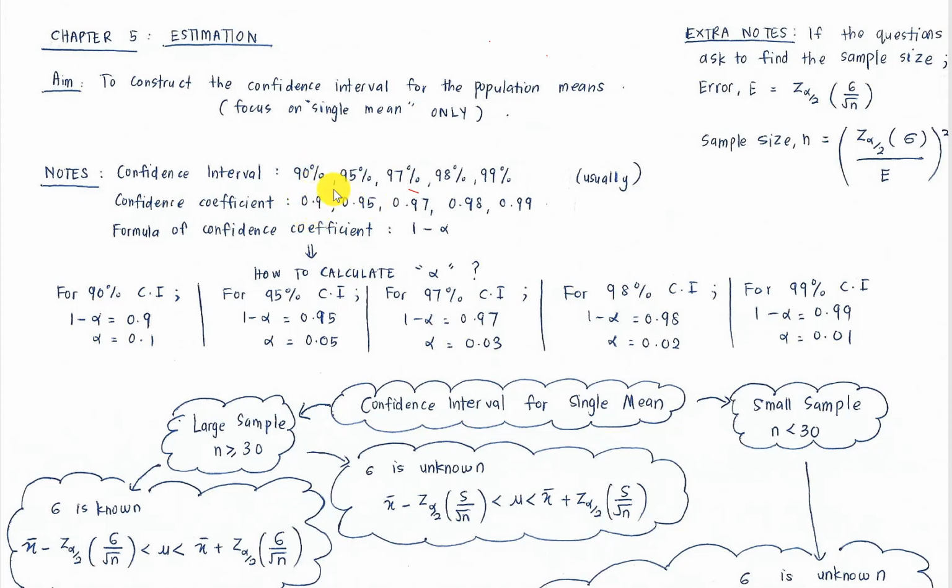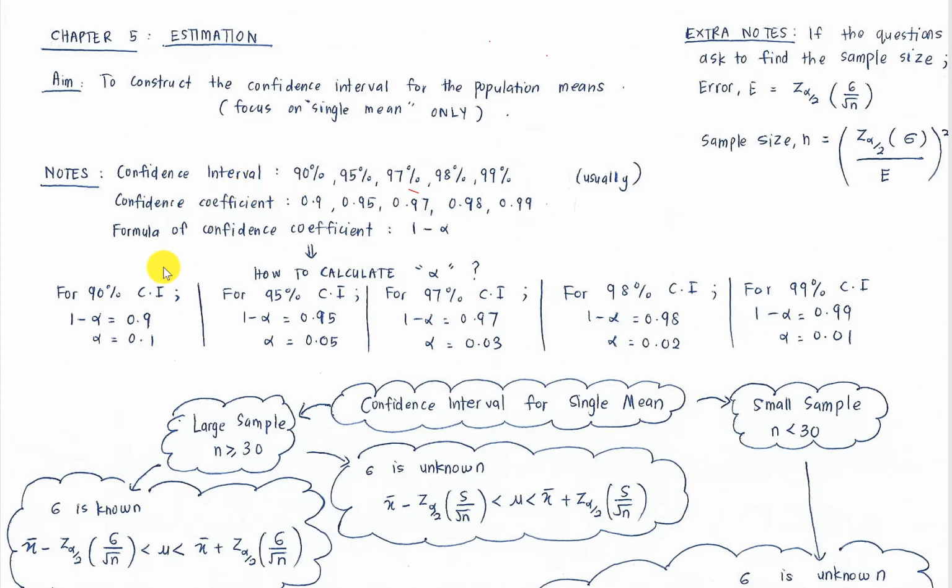When your confidence interval is 95%, that means your confidence coefficient will become 0.95. When your confidence interval is 97%, that means your confidence coefficient is 0.97. When your confidence interval is 98%, that means your confidence coefficient is 0.98. When your confidence interval is 99%, that means your confidence coefficient is 0.99.